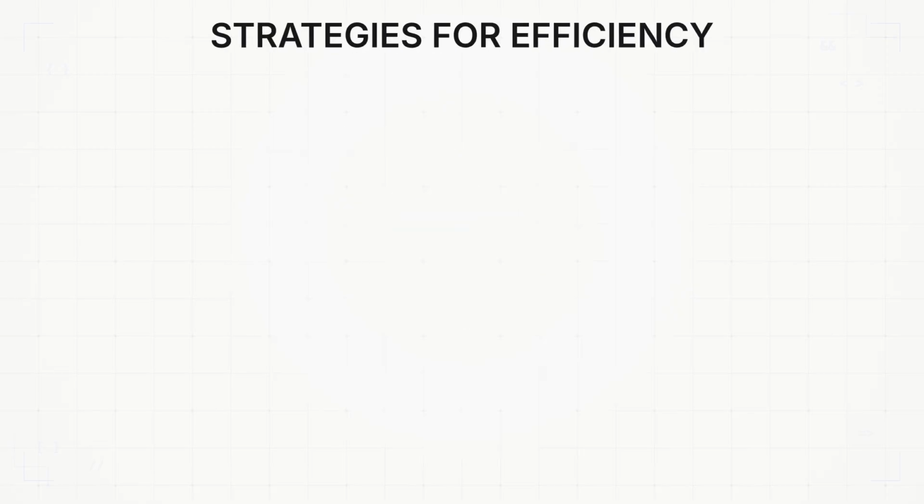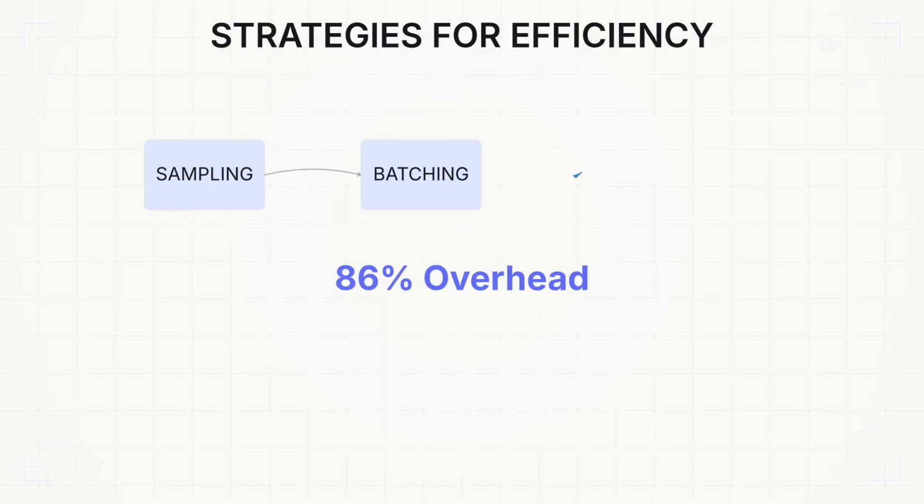So, how do we monitor without murdering FPS? The answer lies in two techniques: sampling and batching. Instead of logging every single event, we sample. We might only record data from 1% of users or every 100th frame. This statistically represents the whole without the 100% overhead.